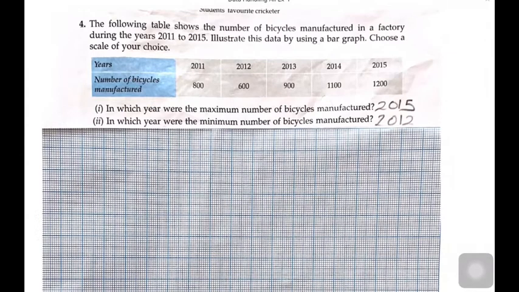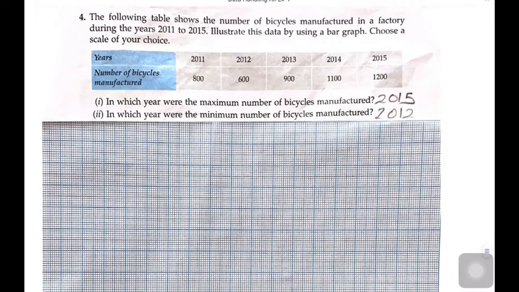Question 4. The following table shows the number of bicycles manufactured in a country during the years 2011 to 15. Illustrate this data using a bar graph. तो हमें इसके लिए सबसे पहले तो एक बार ग्राफ बनाना है. So bar graph बनाने के लिए you will choose the scale.